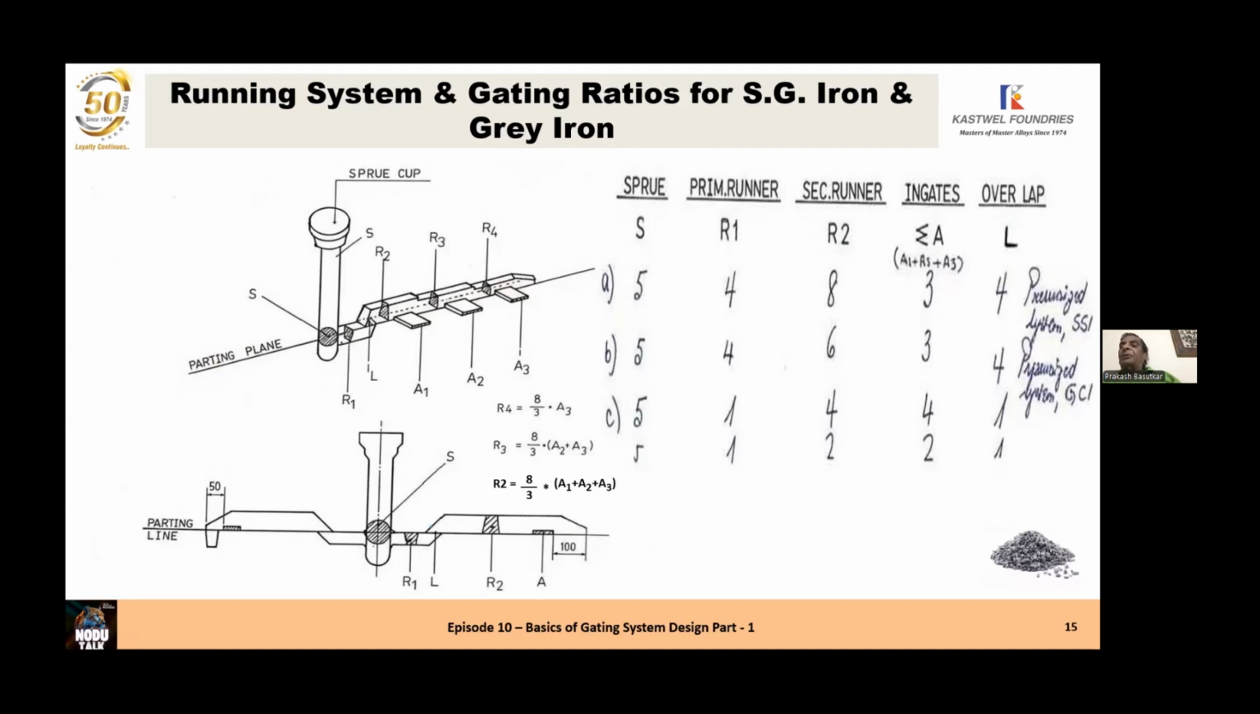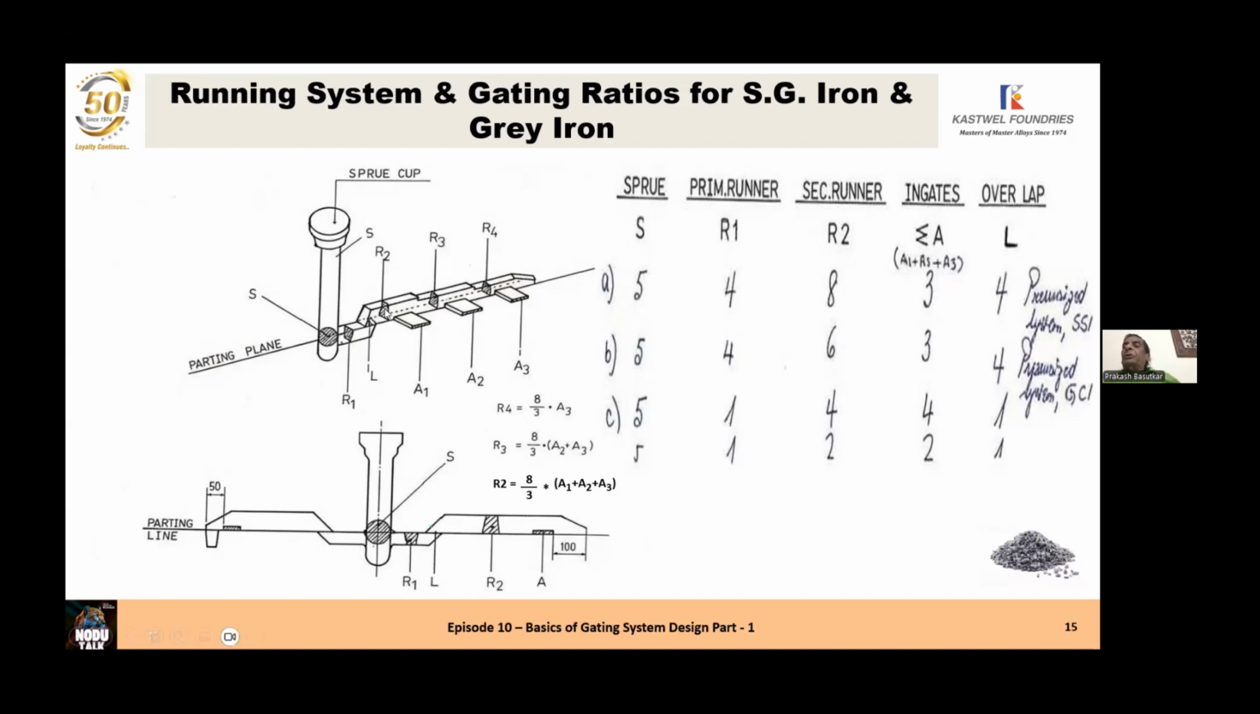Now let's come to runner R2. R2 is connected to R3 and R4, and there are three ingates ahead of runner R2. R2 has got A1, R3 has got A2, R4 has got A3. So the area of the runner R2 is equal to 8/3 multiplied by the total chokes on this runner R2, which is A1 plus A2 plus A3. So once we design the runner and the ingates, we have got a runner design ready. We have got R1, which we will talk about in the ratio of half of the R2 area.